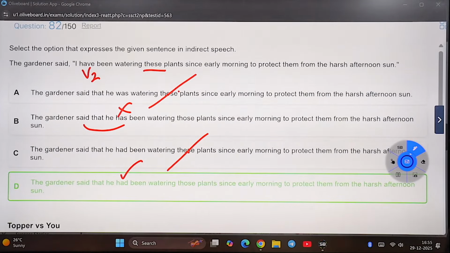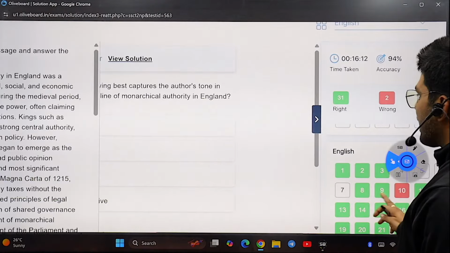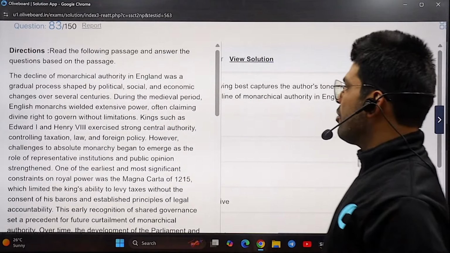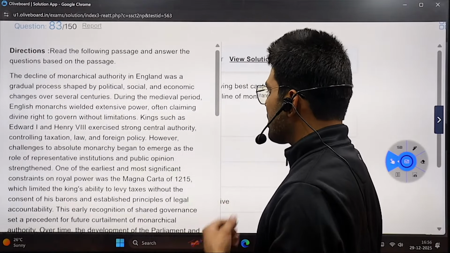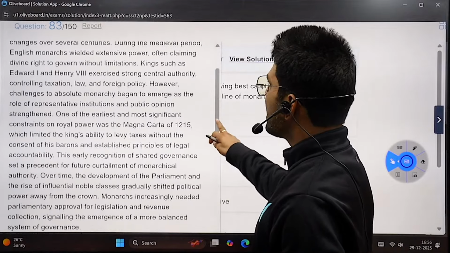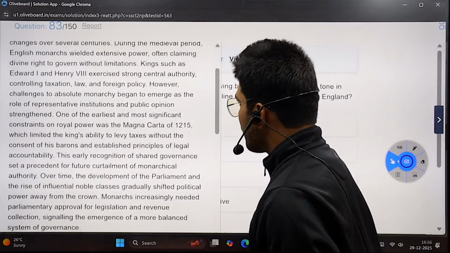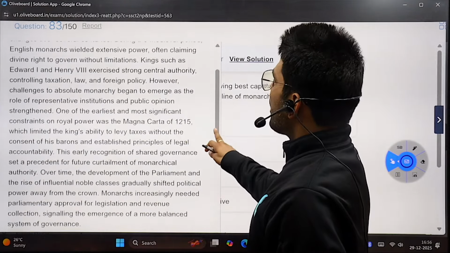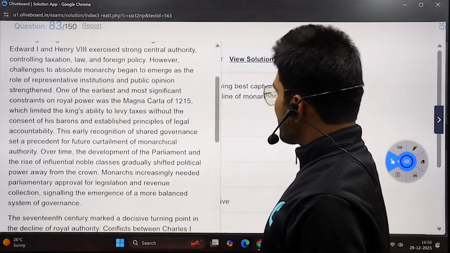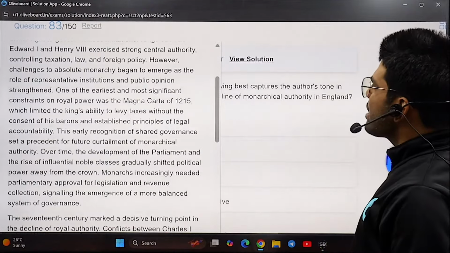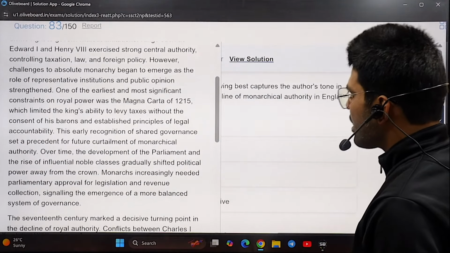Okay. My tongue needs more exercise now. Let me read that again. No problem. Decline of monarchical authority in England was a gradual process shaped by political, social, economic changes over several centuries. Medieval period, English monarchs wielded extensive power, often claiming divine right to govern without limitations. Kings Edward I, Henry VIII exercised strong central authority controlling taxation, law, foreign policy. However, challenges to absolute monarchy began to emerge as the role of representative institutions and public opinion strengthened.